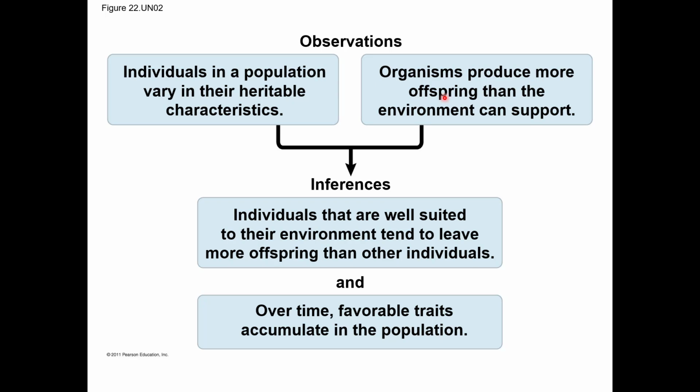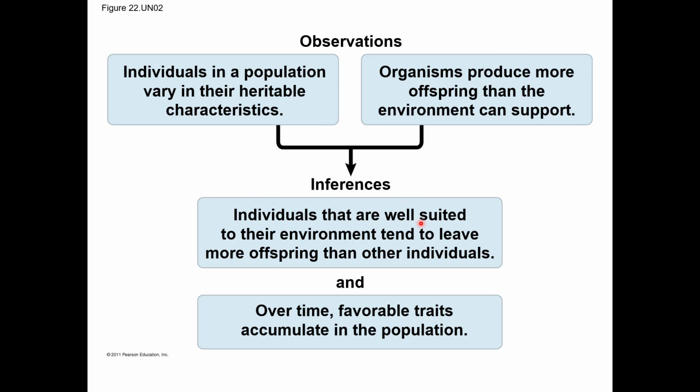Organisms produce more offspring than the environment can support. That's another way of saying more offspring are produced than survive. All right, so what are the inferences then? So these are observations, what you can see. What can you infer based on that?